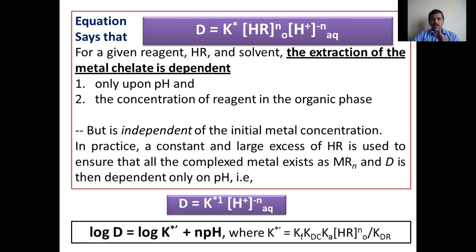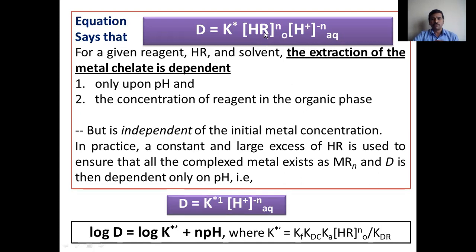Whatever the amount of HR required to complex the metal has undergone dissociation. So complete amount of the metal, overall amount of the metal has been converted into MRn, and hence that has been extracted into the organic layer. So therefore, the concentration of HR and pH are the two important factors in order to efficiently extract the metal in the form of uncharged metal chelate.